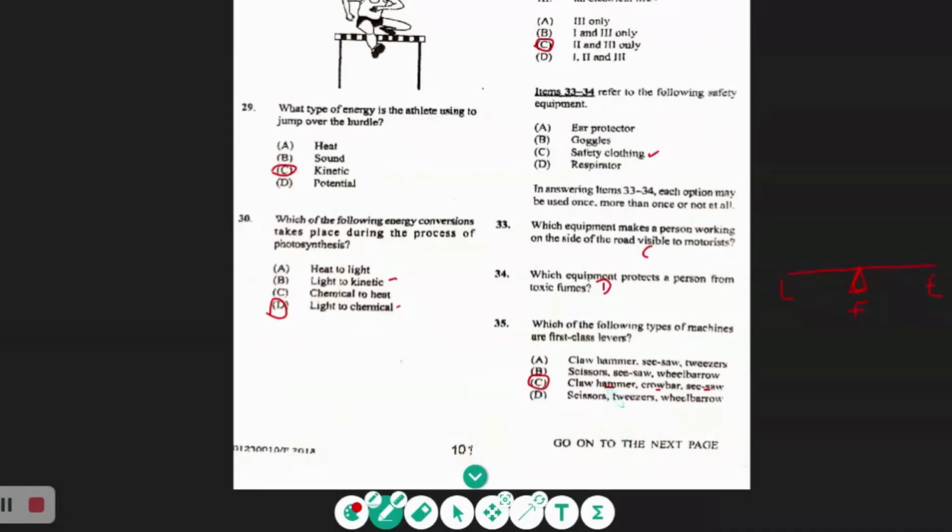Now we have this here. Why wouldn't it be C? Or why can't it be B as well? Or even D? The answers that throw it off is the tweezer. The tweezer is a third class because you have the fulcrum on one end, the effort in the middle, and the load on the next end. With the wheelbarrow, what happens here with the wheelbarrow? The wheelbarrow is also not an example of a first class lever.